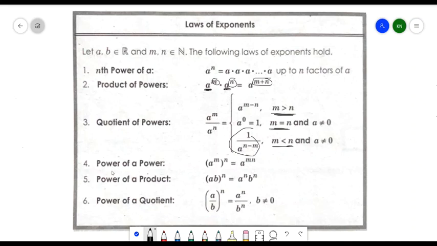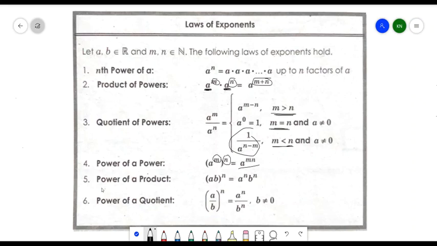Then we also have the power of a power, a raised to m multiplied by n. So you just have to multiply the power inside and the power outside. So that gives us a raised to m times n.